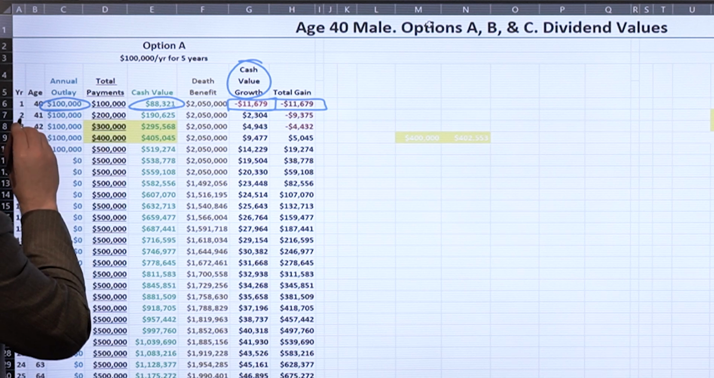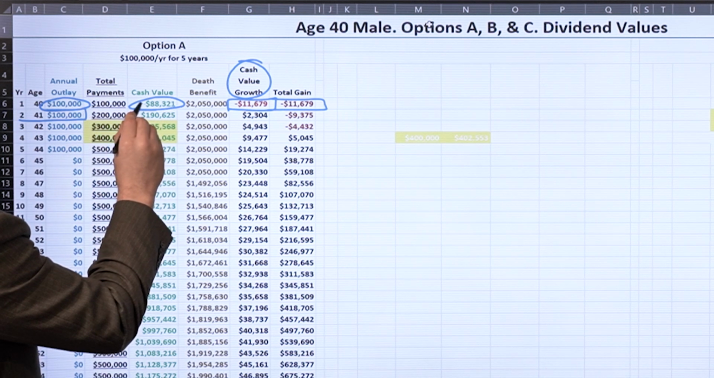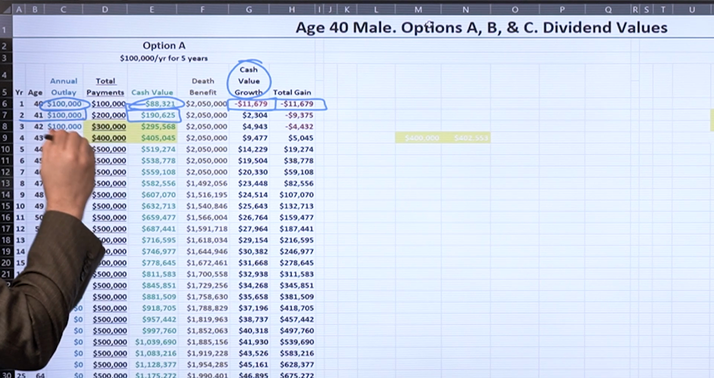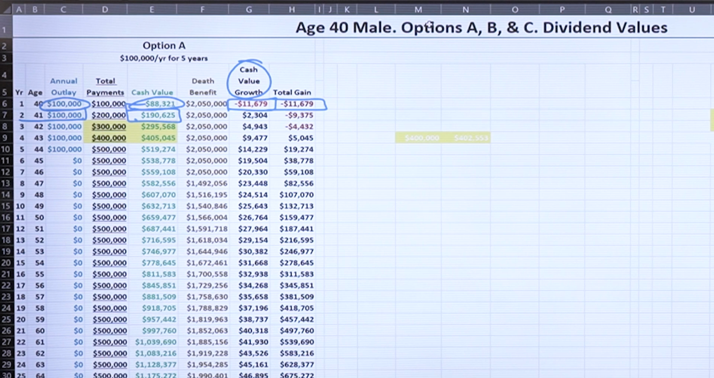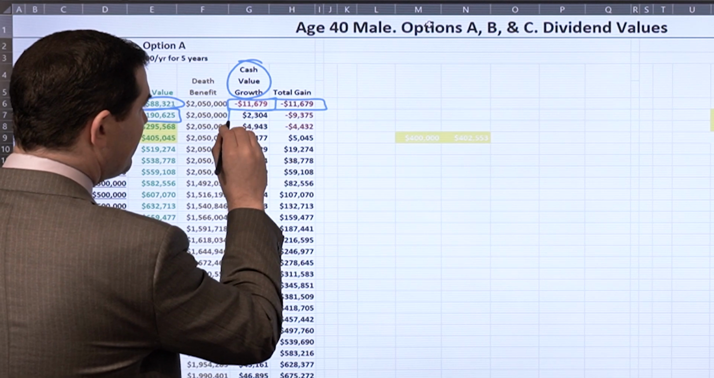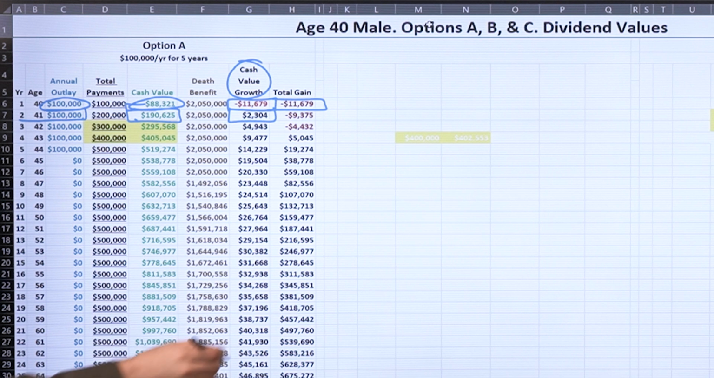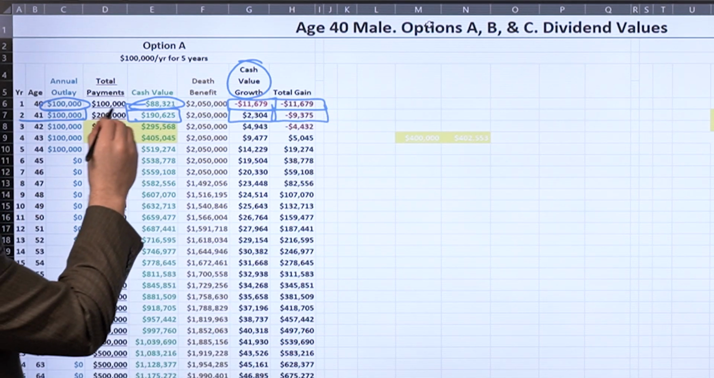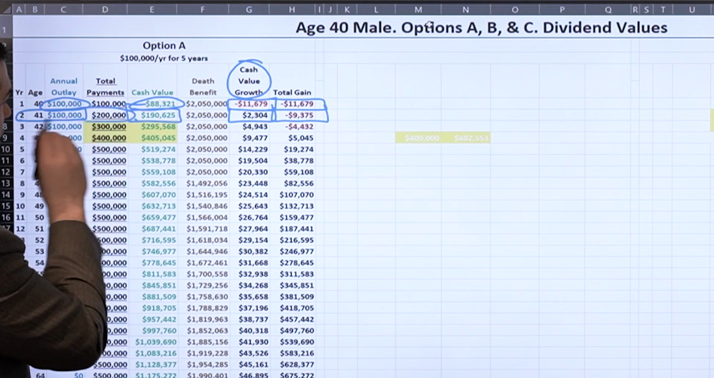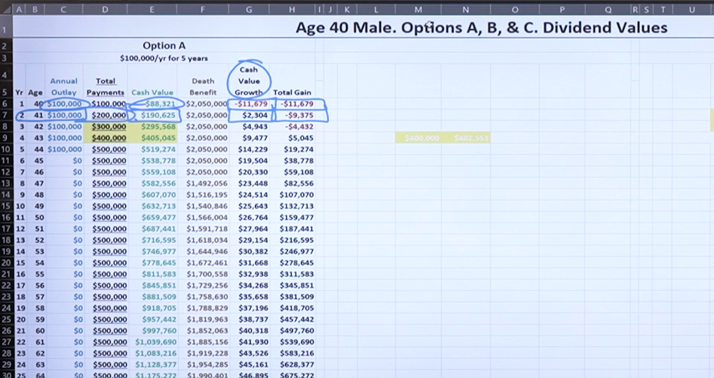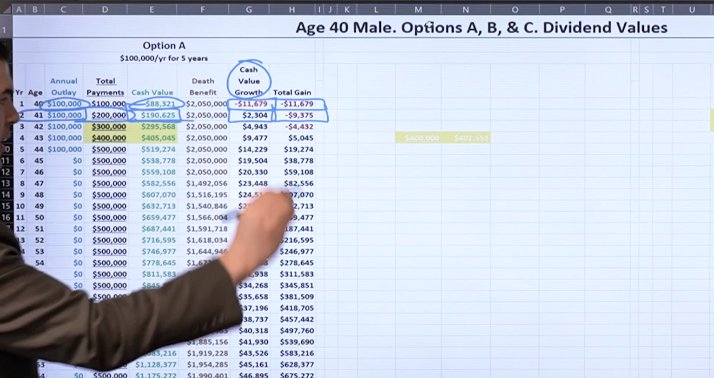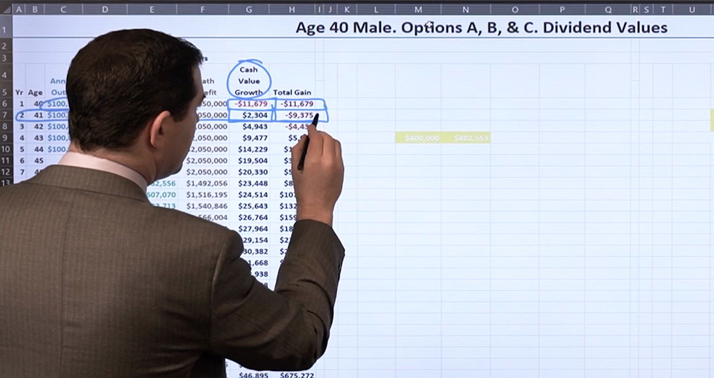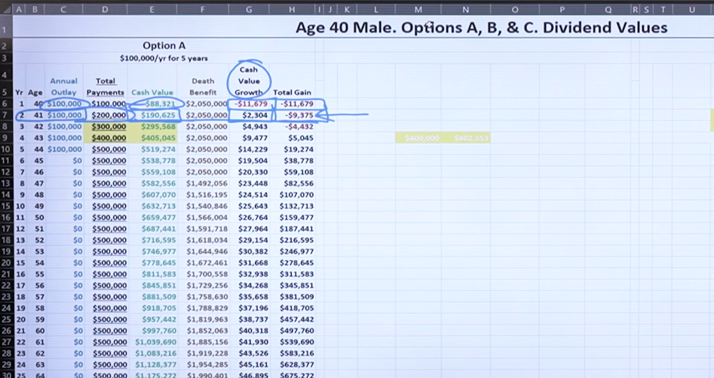Policy year 2, you pay in $100,000. Your cash value was 88 and change. Now it's 190 and change. You got your full 100K back and a little bit more than 2,000. Here's the exact dollar figure, 2304. However, when we look at the gain, it's negative 9375. The reason why is when we look at policy year 2, your total payments are $200,000. Your total cash value is $190,625, where when we take the difference there, here's what you come up with, the 9375.